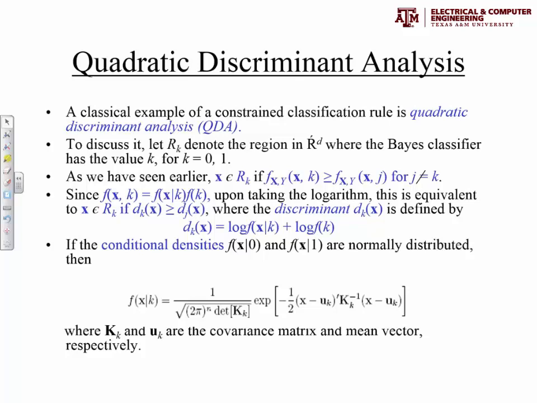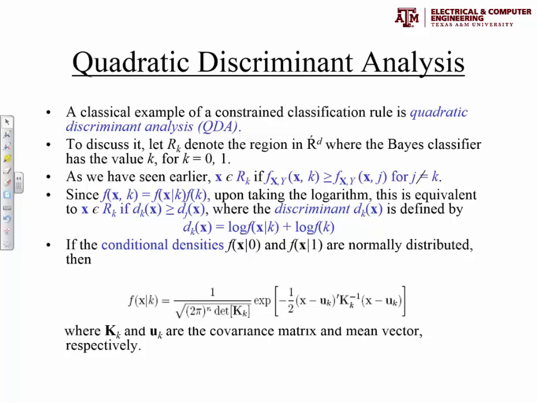So to discuss this, let R sub k denote the region in the feature space where the Bayes classifier has got the value k for k equal to 0, 1. So we are assuming that there are two classes, class 0 and class 1. R0 is the region for which the Bayes classifier gives you the class label 0, and R1 is the region for which the Bayes classifier gives you class label 1.